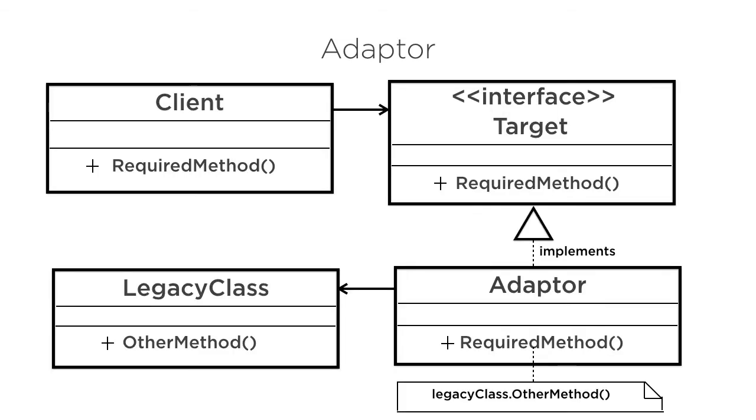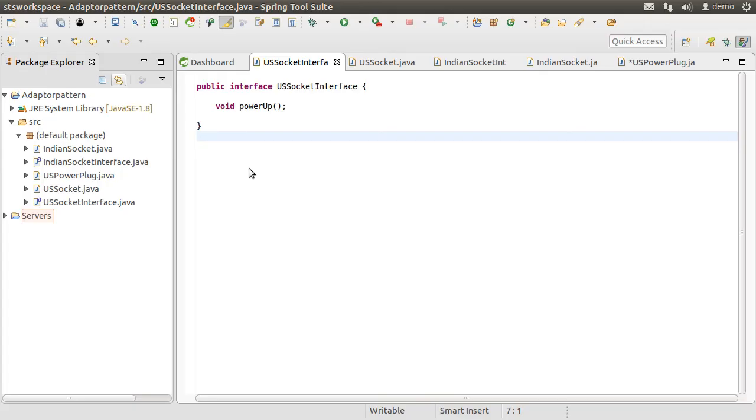Here is the UML diagram for this pattern. Our client is calling the required method provided in the target interface. Here is our legacy class, which has a method called other method, which the client cannot call. So we create an adapter which implements the target interface and so implements the required method, and inside it calls the legacy class's other method. Let us take a look at a code example.